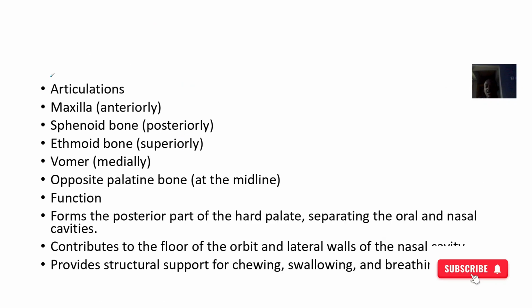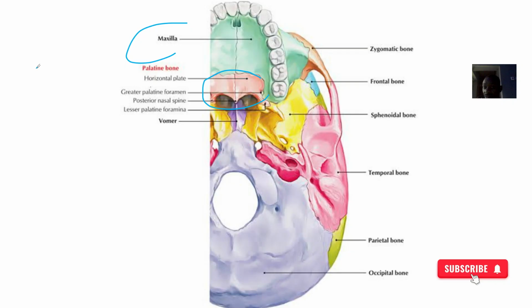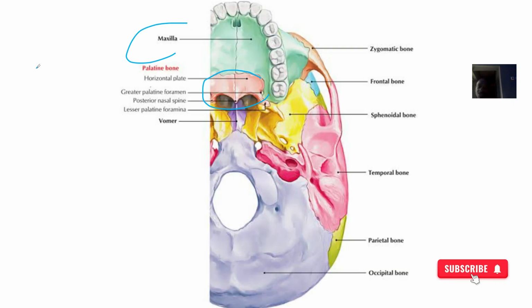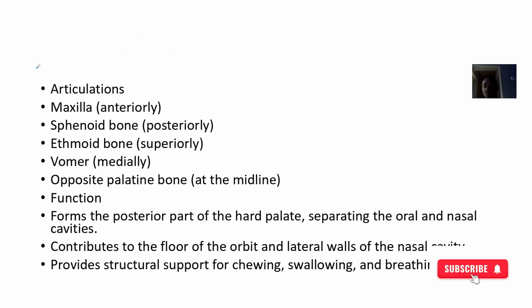Okay, so what are the different types of bones that the palatine bone actually joins with? We have the maxilla, that's in front. Maxilla is in front, you know. Sphenoid bone is at the back. Ethmoid bone is on top. Then Vomer is medially, that's in the middle. Then the opposite palatine bone, do you understand? At the midline they join.